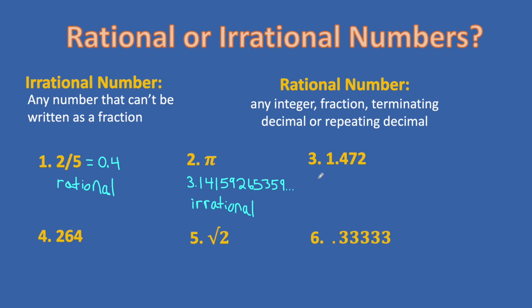Let's look at our third example. For this example, we have 1 and 472 thousandths. We see that this number is not repeating, but it is a terminating decimal since 2 is our last digit in the thousandths place. So that means it's a rational number. So we're just going to write rational here.